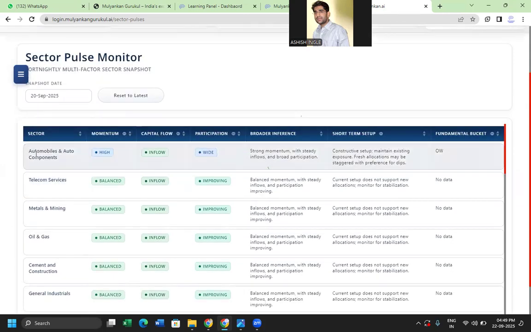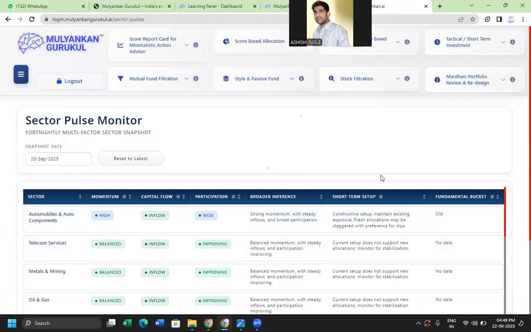So right now, let's say automobile: short-term setup, constructive setup, maintain existing exposure. If you are in the auto sector, maintain the existing exposure. You can also take a fresh allocation, and fundamentally also you can overweight this sector. So this is how you can take a tactical call if you want to make a tactical portfolio for the investor, or let's say a satellite allocation for an investor.